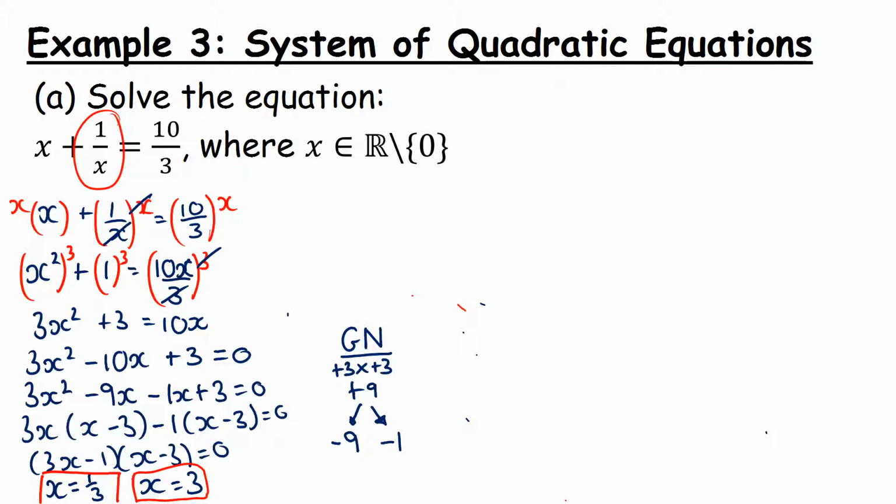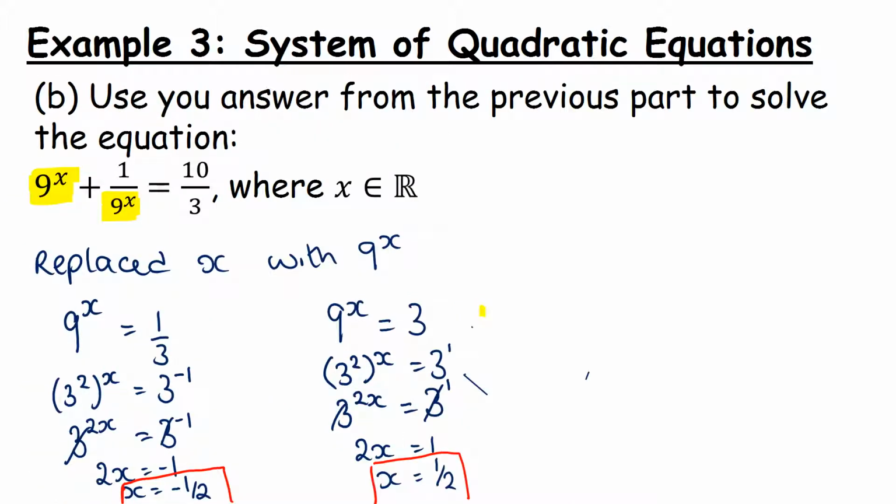So they've told us in the question the only limitation is it's a real number but not 0, and that is because you cannot divide anything by 0. So the fact we have 1 over x here means that x could not be 0. So that's the only justification that they've made. So let's look at part B then. So use your answer from the previous part to solve this equation. So you've been told quite explicitly that you're using the previous part.